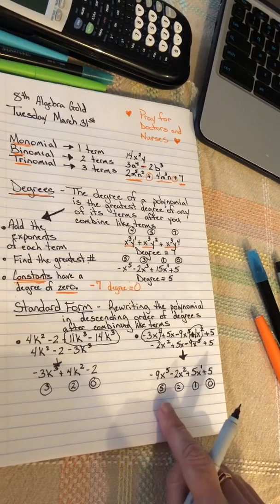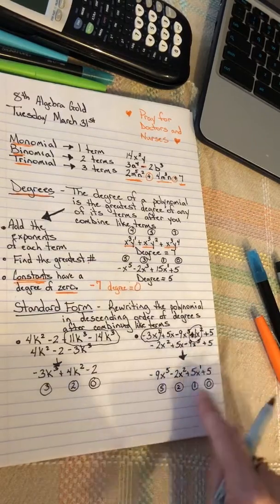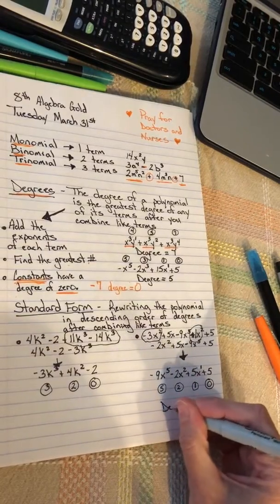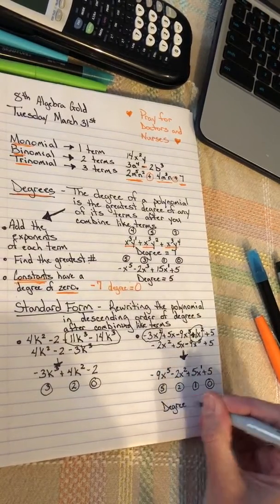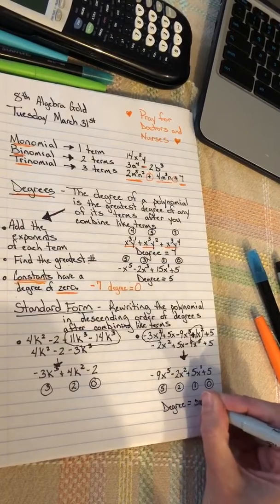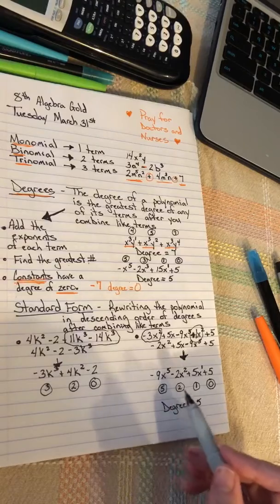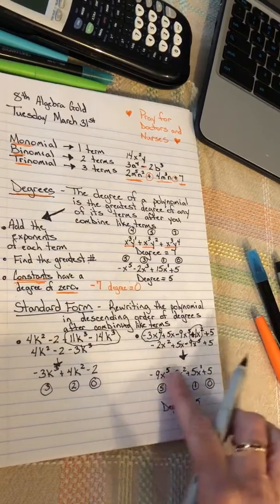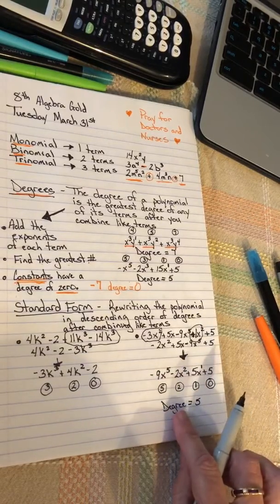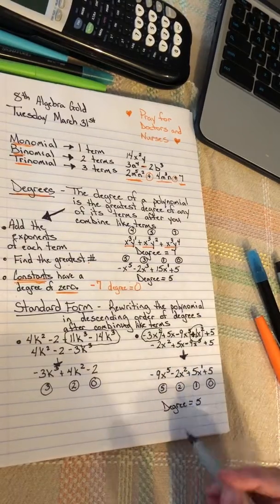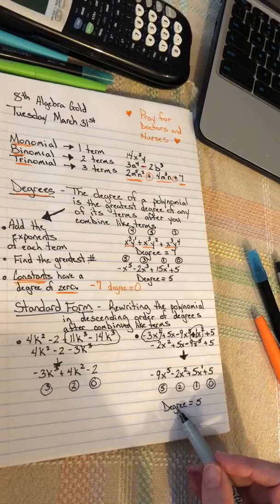Right? If the book were to ask you what is the degree of this entire polynomial, we would see the entire polynomial has a degree that's equal to 5. All right? You just choose the highest degree for the entire polynomial, right? And that is the degree. We do not add the degrees together. We just pick the highest one.